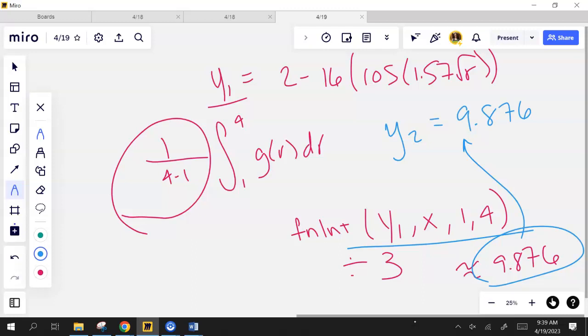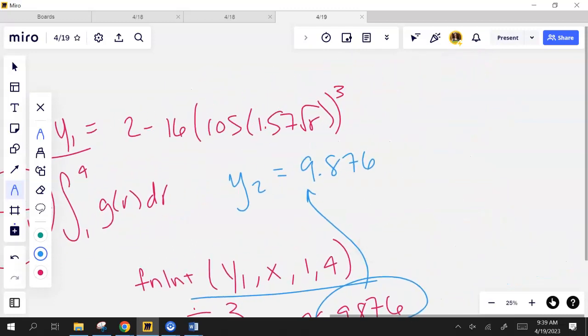So I plugged it in Y2, like Jalen said, and I found the intersection, second calculate intersect. Jalen said he kept his in Y1, he just added a minus 9.876 and found the zero, and that works also. Either one of those two ways will work.